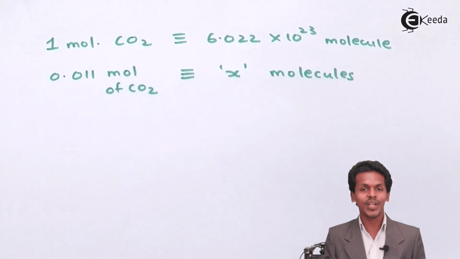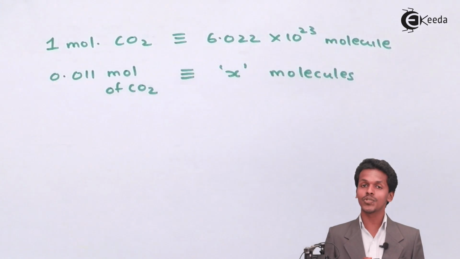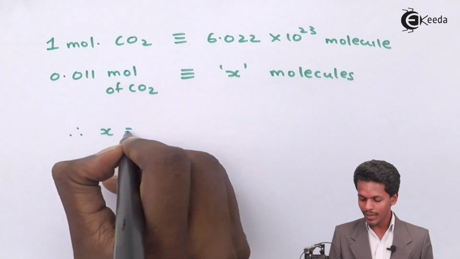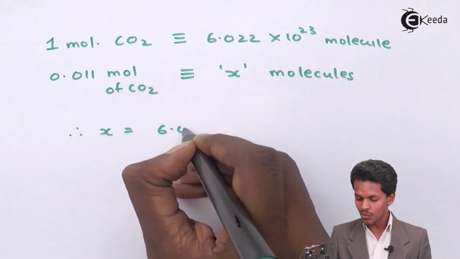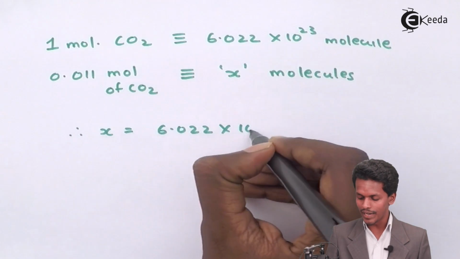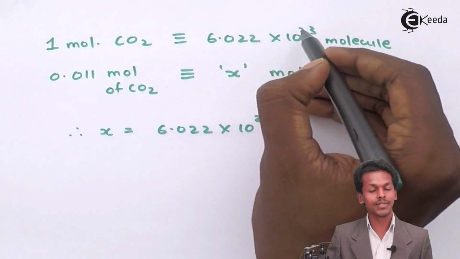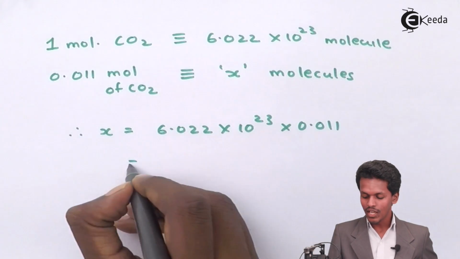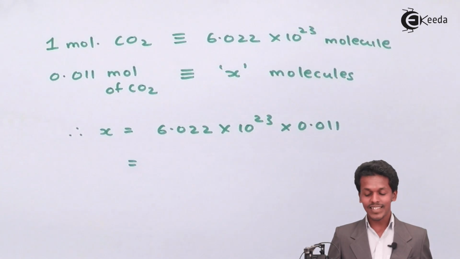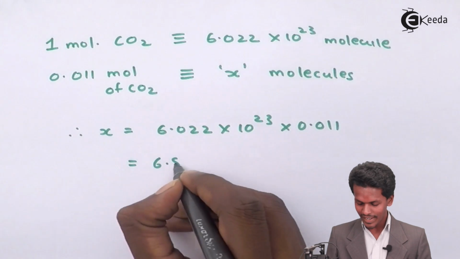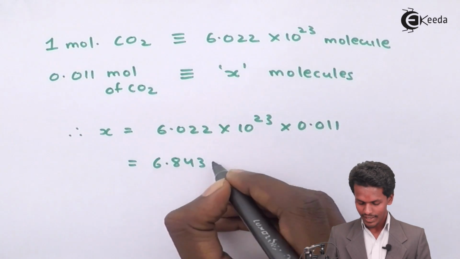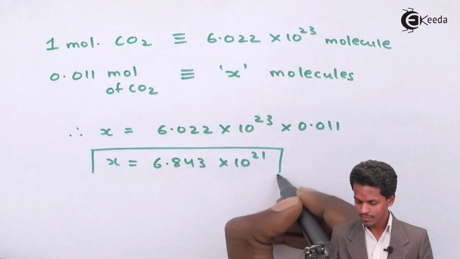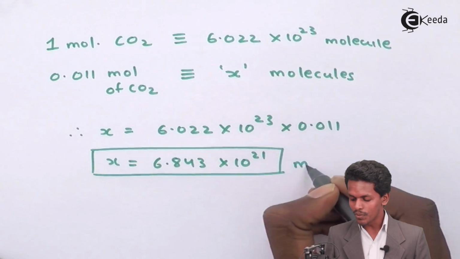It will be very easy to calculate. We will do a cross multiplication to calculate it in an easy format. Therefore, X will be 6.022 into 10 raised to 23, multiplied by 0.011. Let us see the answer that we get. The answer is 6.843 into 10 raised to 21 molecules of CO2.